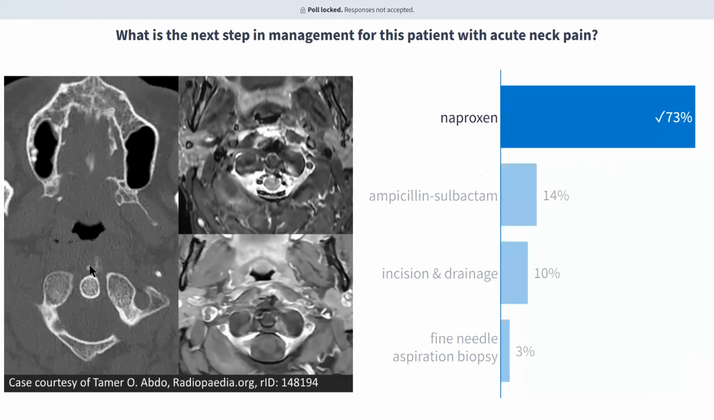And this amorphous calcification in combination with acute neck pain is really classic for calcific tendinitis of the longus colli muscle, which should appear as this amorphous calcification of the tendon. And so this is treated with NSAIDs, not antibiotics, not incision and drainage, not biopsy.